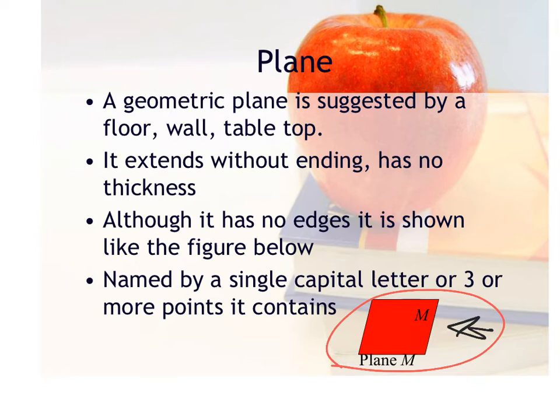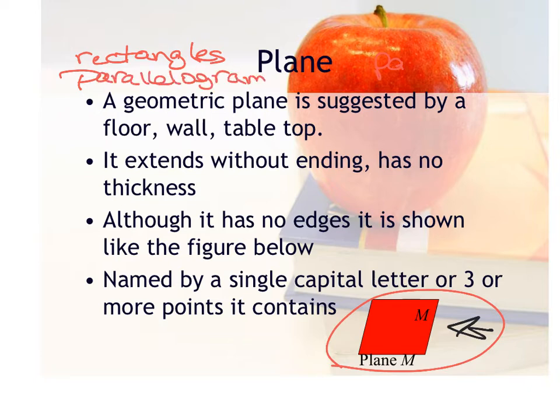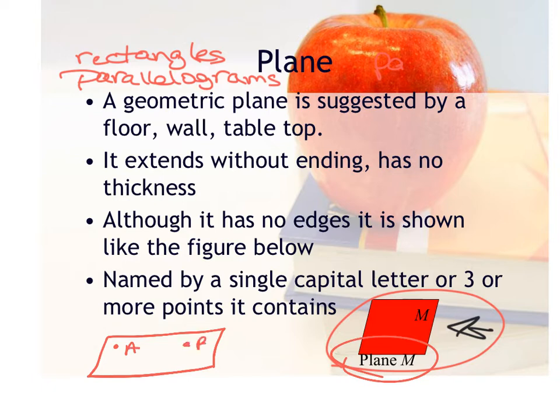So again, you'll be seeing them as pictures of either rectangles or parallelograms. So another way besides a capital letter or writing the word plane, you can also name a plane with 3 capital letters or 3 points that are located within this plane. So you could say that this is plane ABC. So you can name it by 3 points.